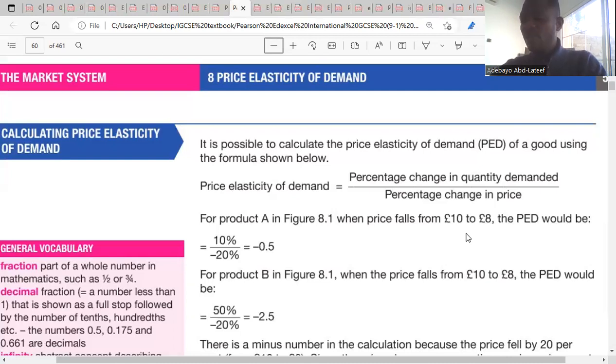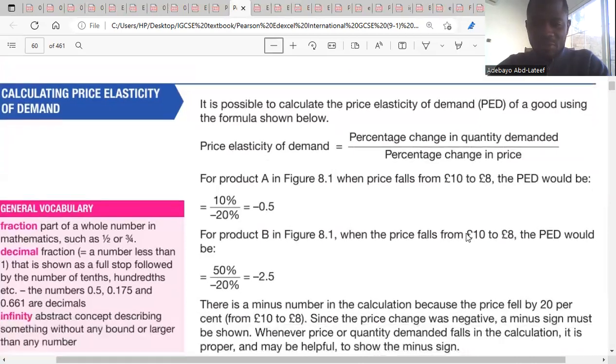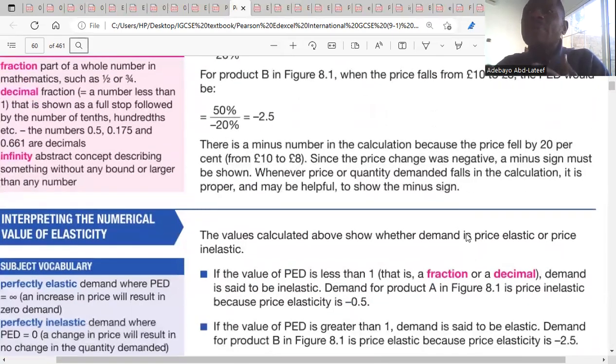Is that clear? Great. So as soon as we're done with calculating the price elasticity of demand, we need to know the interpretation of these elasticities. The answer we got here is minus 2. If it is minus 2, we would say that the price elasticity of demand is price elastic. It is elastic, because there is a significant change in the quantity demanded as a result of a change in price. So let's check the interpretation here.